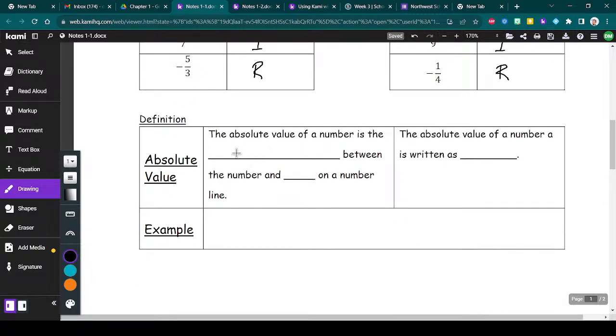So the absolute value of a number is the distance between a number and 0 on a number line. The absolute value is always written as a vertical line, then the number, and then a vertical line. I should also make mention that absolute values are always positive.